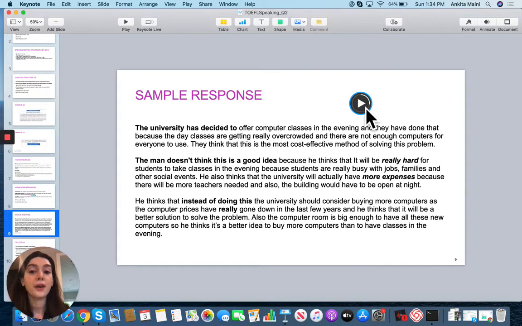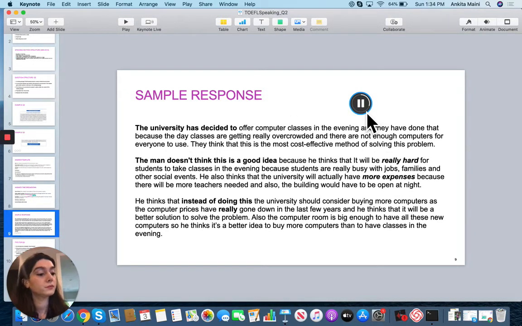Okay, so what I did here was I actually used part of my template by saying the university has decided to. And then the reason I gave these two reasons of the university is because the question said briefly summarize the proposal. So I wanted to give more information.